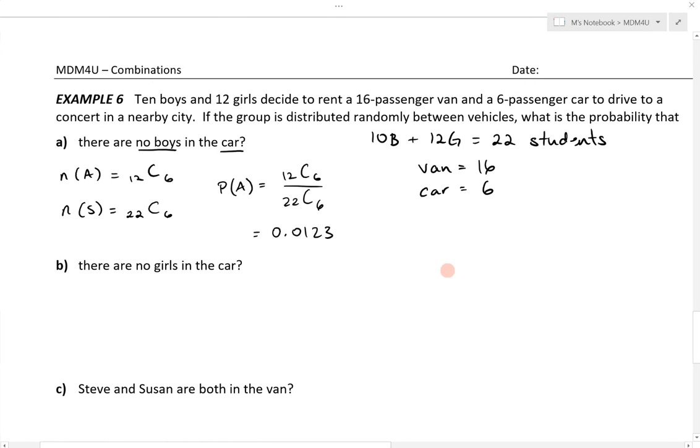What about the probability that there are no girls in the car? Well, if you had 10 boys, then the number of ways you can count that would be 10 choose 6, and so the probability would become 10 choose 6 divided by 22 choose 6. That would give me a probability of 0.0028, so less than 1%.